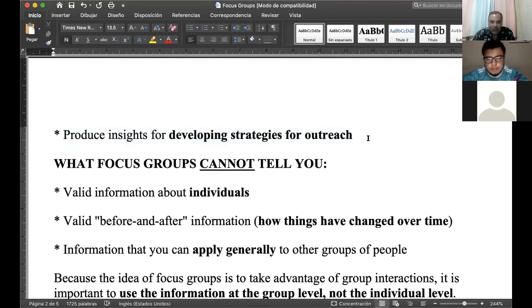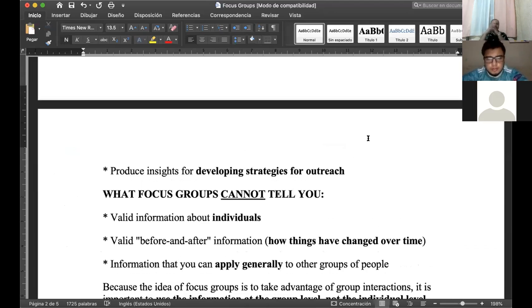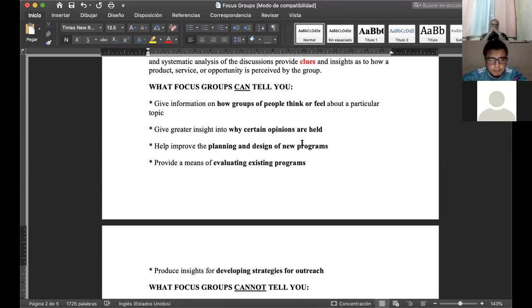For outreach. Okay. Questions about vocabulary. First of all, greater. Greater is más grande or más grandioso. Okay. Give greater insight. Da más grande. Perspectiva into why certain opinions are held. You know what is the meaning of held? It's the past tense of hold. Okay, in this case is why certain opinions are held. ¿Por qué ciertas opiniones están sostenidas? Okay? Very good. More questions?